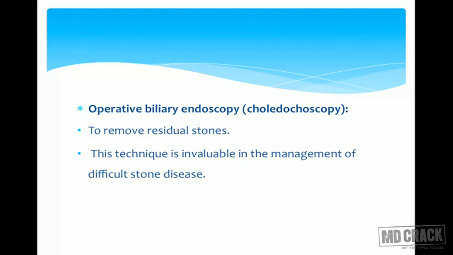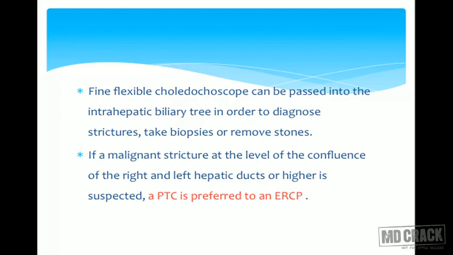or peroperative methods. A fine flexible choledocoscope can be passed into the intrahepatic biliary tree in order to diagnose strictures, to take biopsies, or to remove stones. If a malignant stricture at the level of confluence is detected, say in the confluence of right and left hepatic ducts, or higher than them, PTC is preferred to an ERCP.